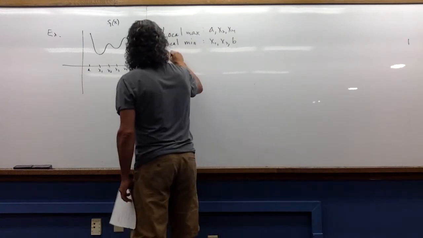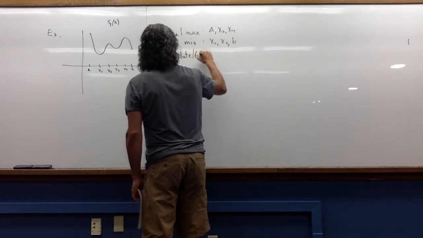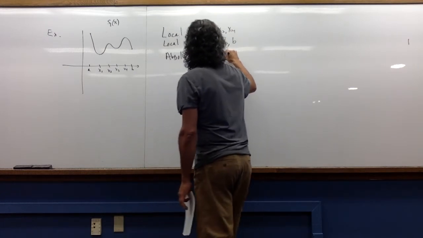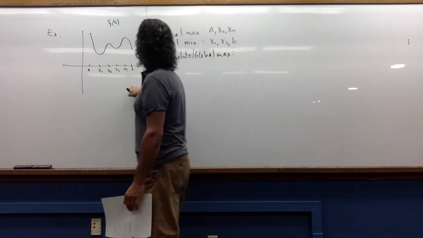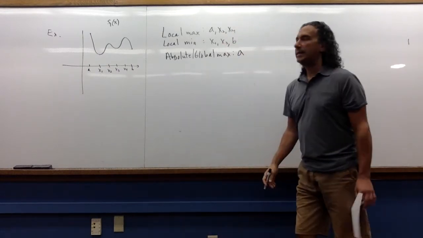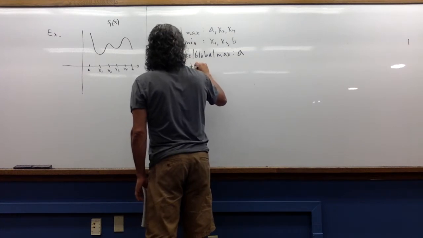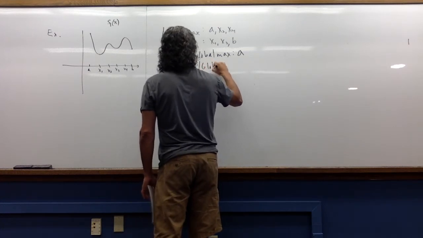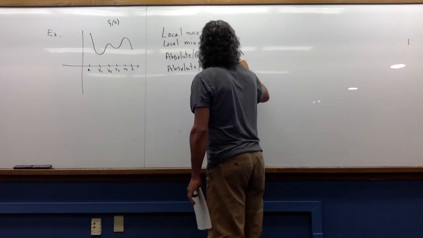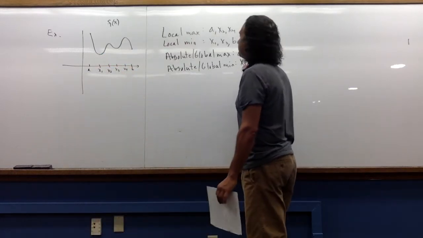Absolute or global max, that's just the highest point that we see. That would be at A. And the absolute or global minimum is the lowest point that we see. It looks like it's x1.